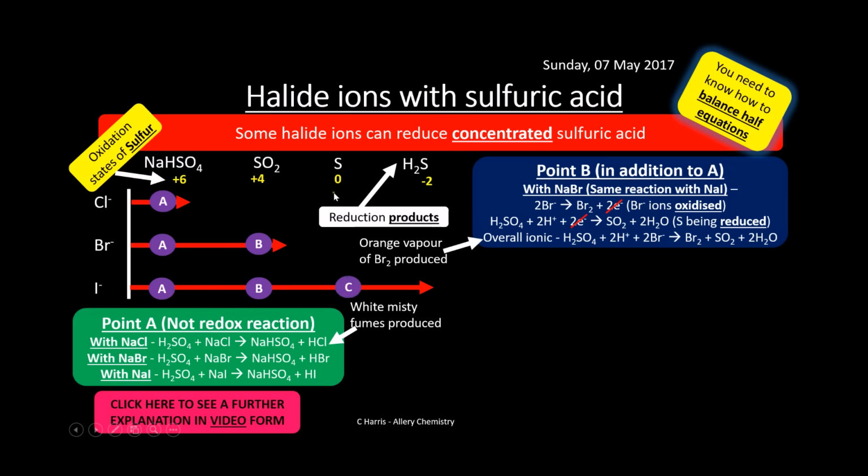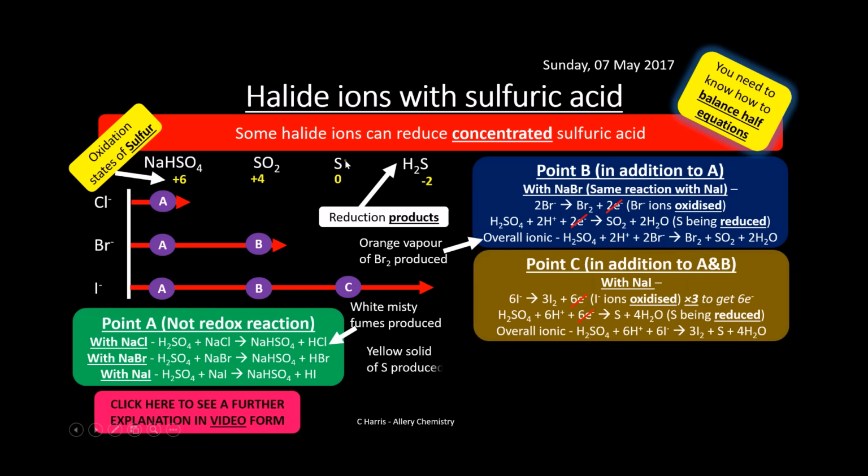So iodides can reduce sulfur even further to produce sulfur, which is this solid. Again, we're going to do the same thing. Look, balance it out. We're going to put I minus going to I2, and then we basically try to balance that out. We do the same here. Start with sulfuric acid forming sulfur, and then we balance with water, protons, then electrons.